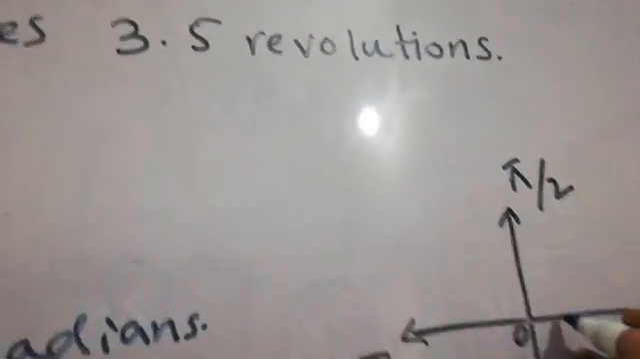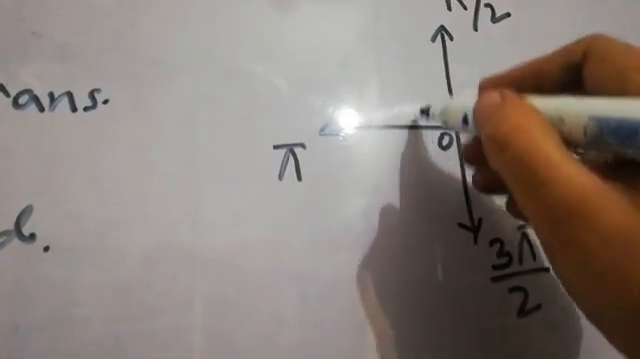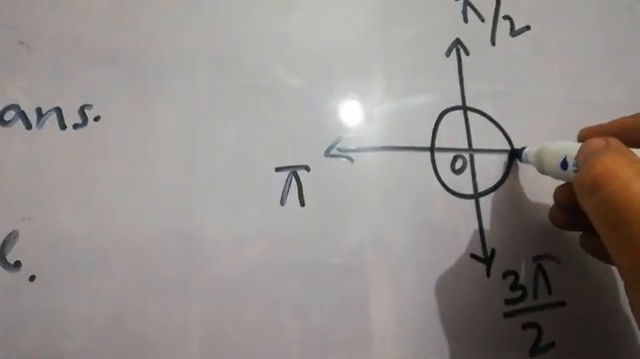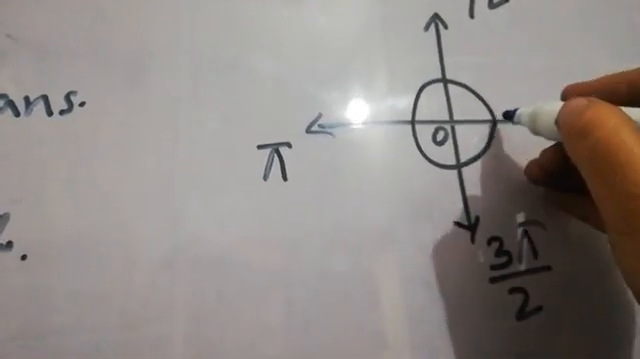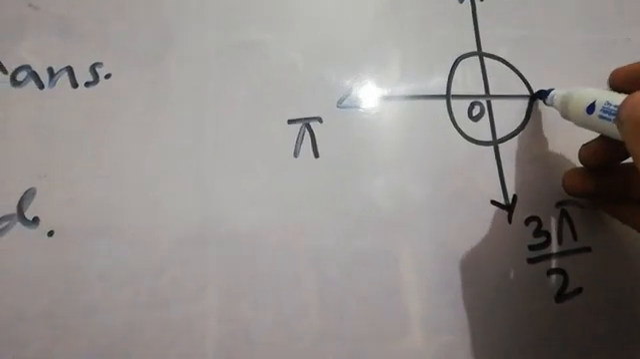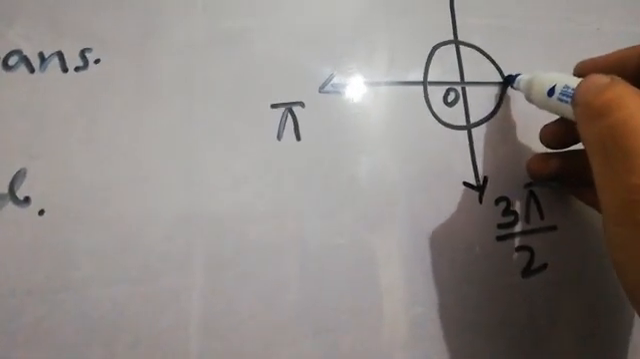Dear students, look at this. For example, here is a circle, a circular region. A point P is moving here, and it will make 3.5 revolutions, means 3 full and a half revolution.